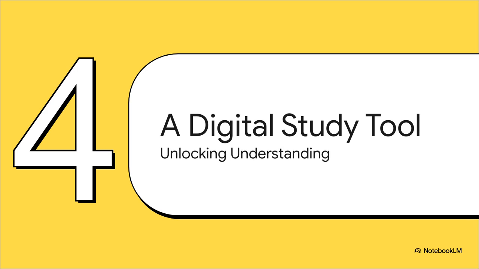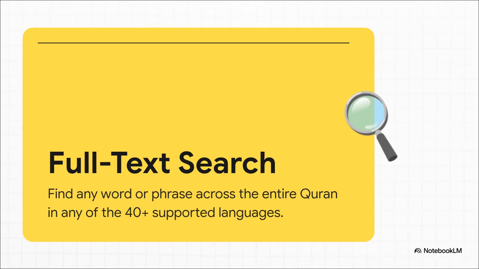But there's one function in particular that can completely change how you interact with the text, and that's comprehensive search. And this isn't your basic little search bar. This is a full-text search across the entire scripture, all 114 chapters, and it works in every single language the app supports. Just think about a task that might take you days of flipping through physical books. This app does it in seconds.